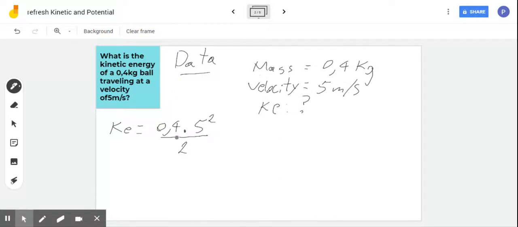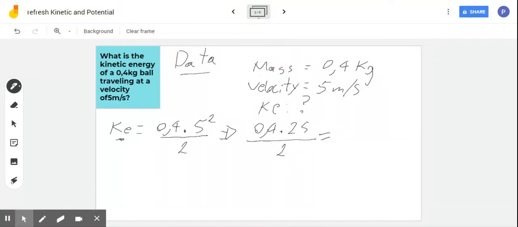What I'm going to do is that I'm going to find out how much is kinetic energy. So I'm going to do the operations that I need to. First, I'm going to start with 5 squared. So I need to do 5 times 5. So I'll do 0.4 times 5 times 5 is 25 divided by 2.